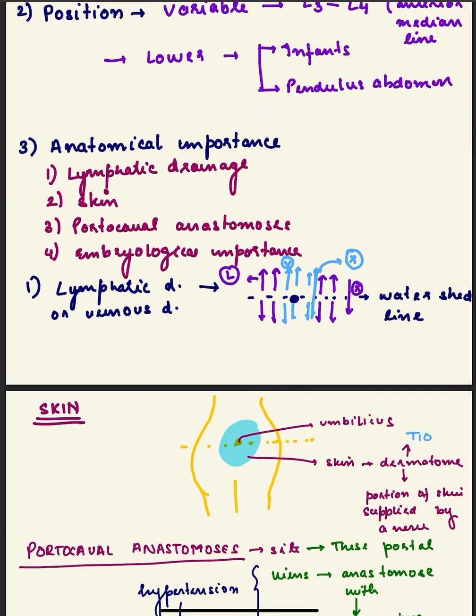Generally, the anterior median line that crosses the umbilicus is also known as the watershed line, because the lymphatics above the plane of it go upwards, and those below the plane go downwards. They never cross this line. They only move upwards and downwards. It is the same with the veins. The veins move upwards and downwards. They never cross this line. Same with the lymphatics and the veins.